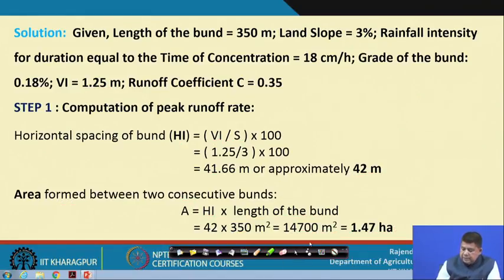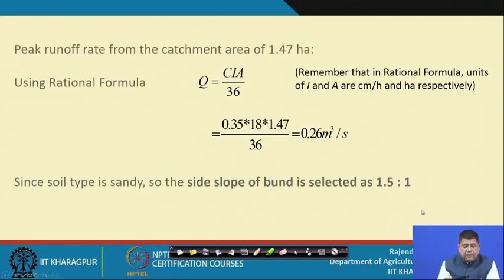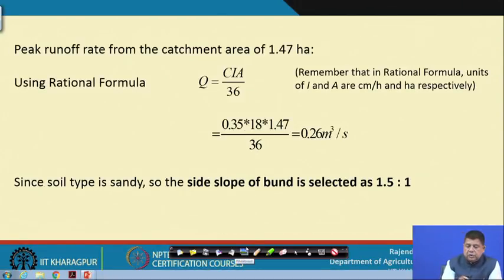Once drainage area is known, then we can put the values in Q equals CIA by 36. So, C is known, 0.35, I is given as 18 centimeter per hour, the drainage area we have already calculated is 1.47 hectares, by 36. So, the value of Q comes out to be 0.26 cubic meter per second, and that is the discharge our graded bund system has to handle. So, this is an important finding for us.